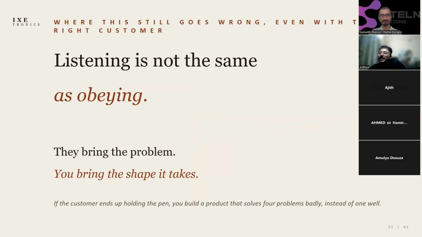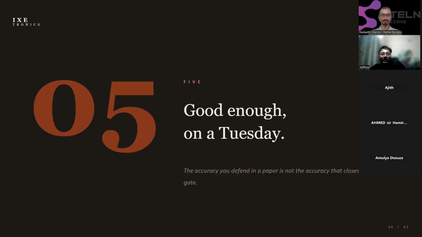And also another thing that I have realized, and this is coming from experience, is that listening is not the same as obeying. You need not incorporate every feature that your customer tells. You need to be very clear about it. They bring the problem, you have to give shape to its solution. If you are completely relying on them and trying to make everything, then it will not work out, then your product will go completely haywire. So listening is not obeying. So with these potential customers, you should be able to have a very fair and meaningful discussion where you are still able to drive the product in the right manner. So that's one more thing.